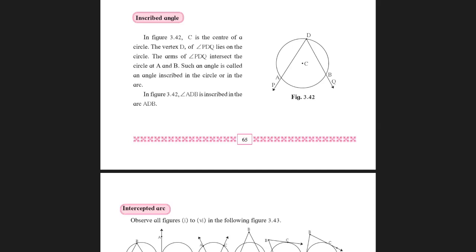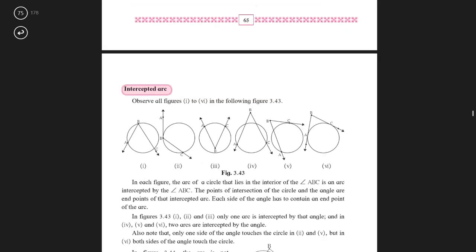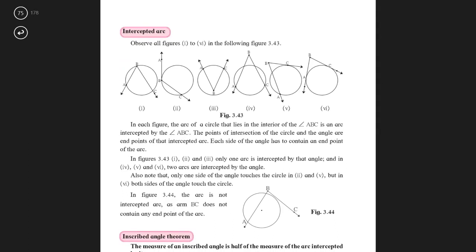I hope you are able to differentiate between what is meant by inscribed and intercepted. Why I'm explaining this is you should understand what is inscribed and intercepted, because in the theorem that follows these terms are going to be there and you need to know what they mean. So that's an inscribed angle. Here in this figure 3.43, you have intercepted arcs.